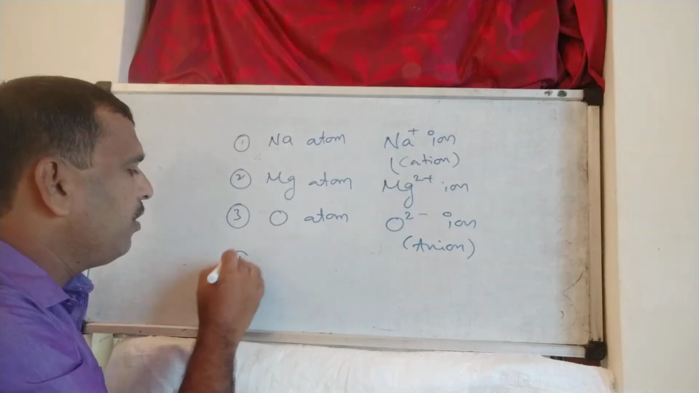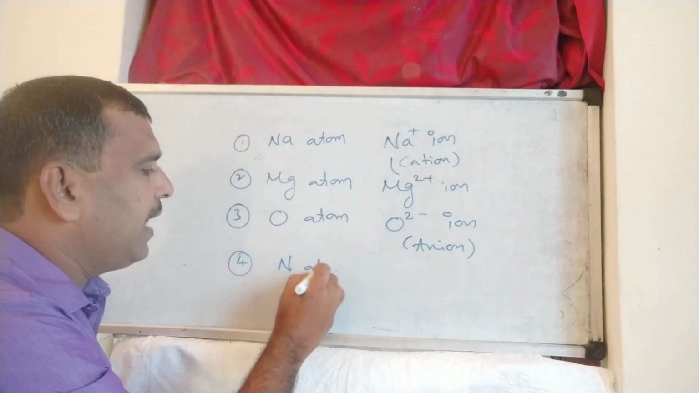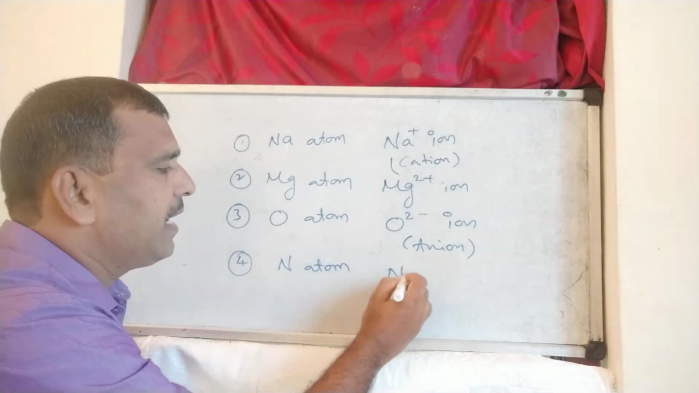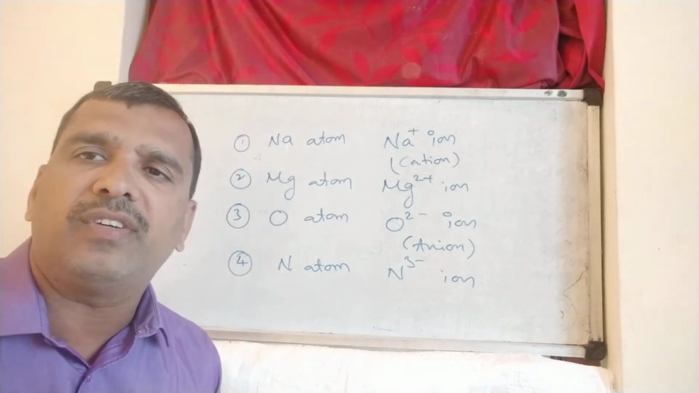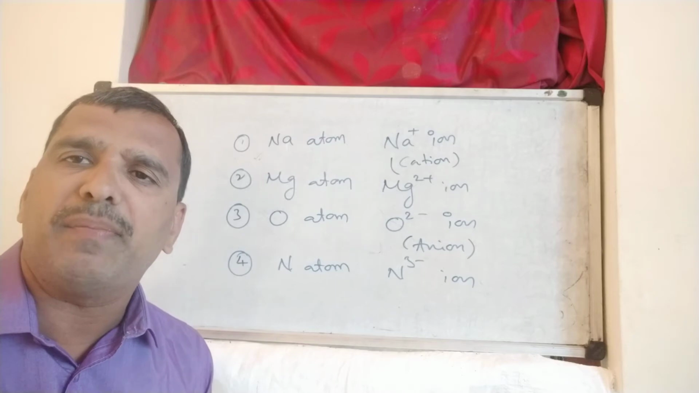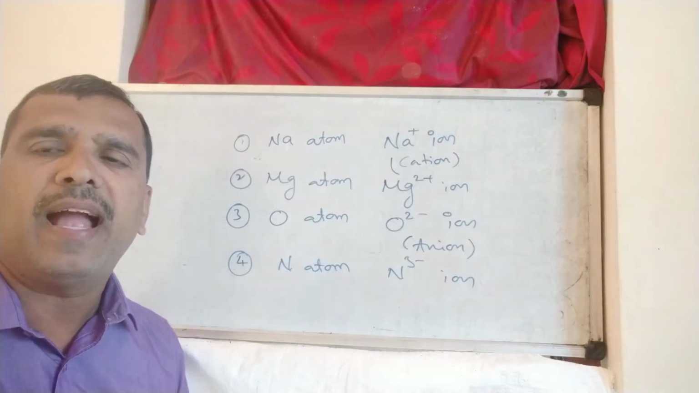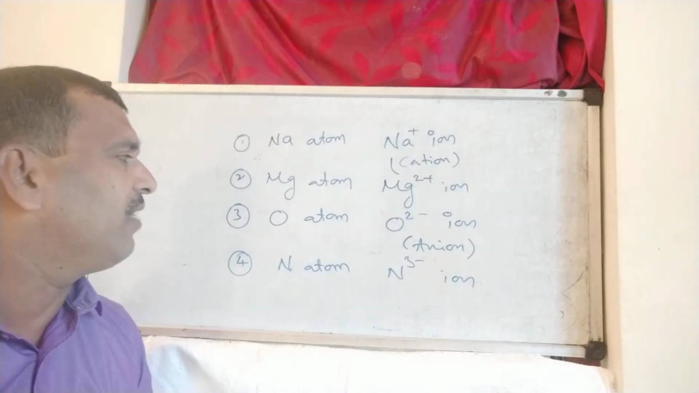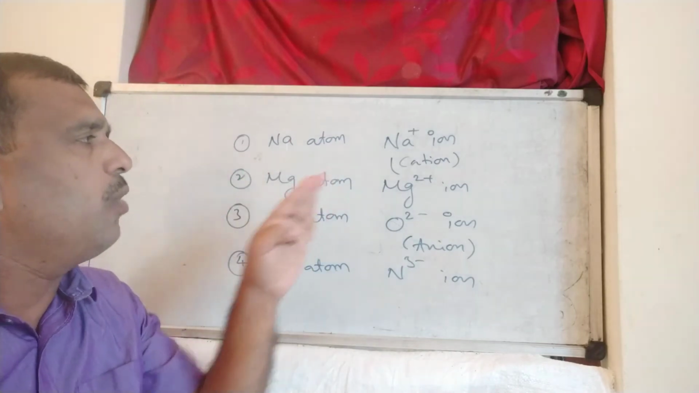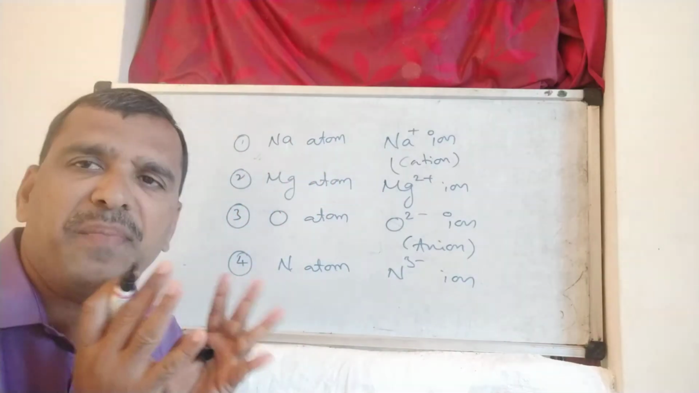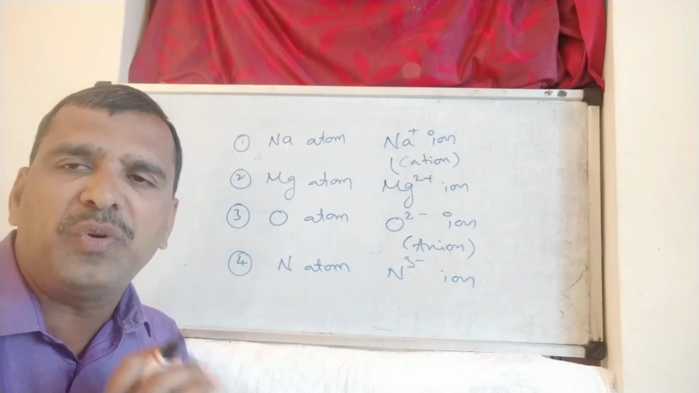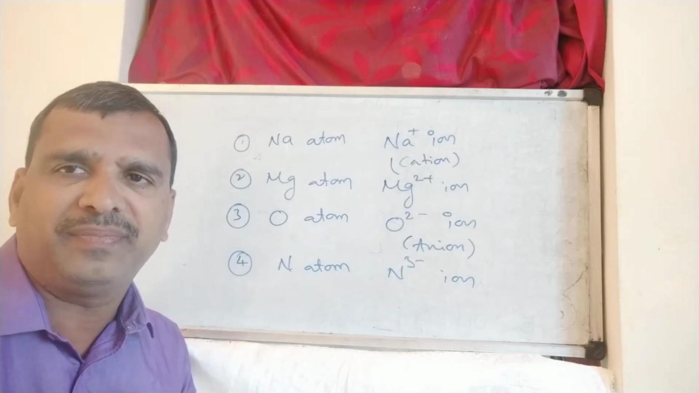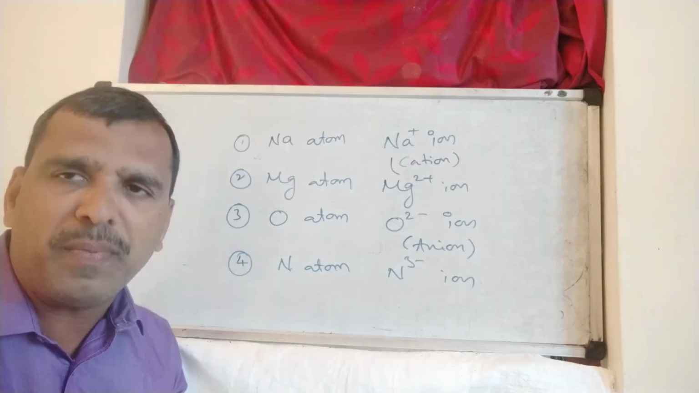Then the fourth one, nitrogen atom. Then N3 minus is the ion, and we call it an anion. So like this, how do we calculate the number of electrons, protons as well as neutrons in an atom? We'll see one by one.